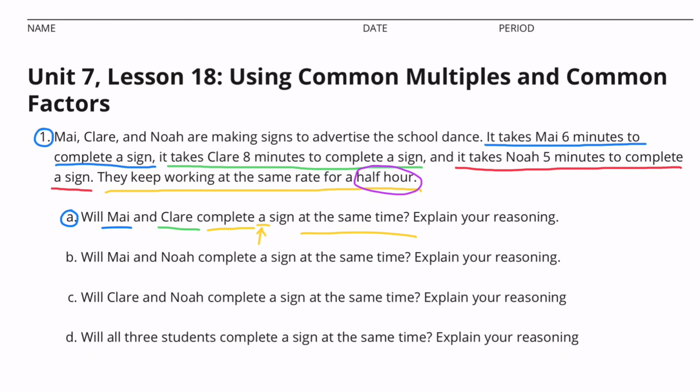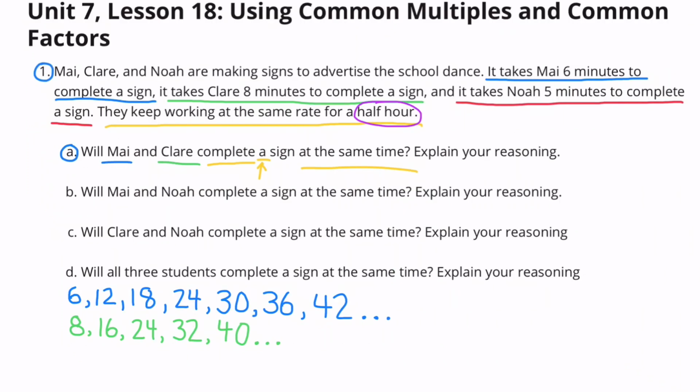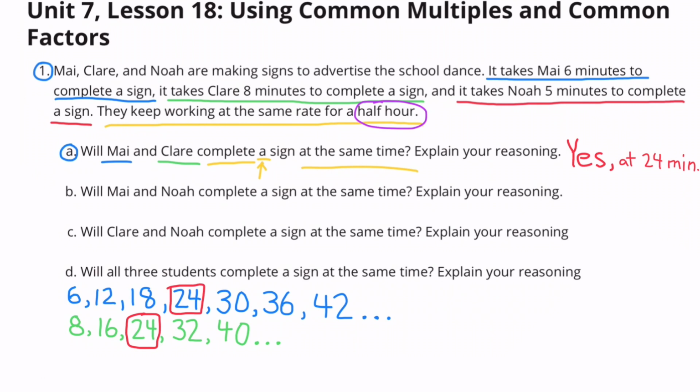Explain your reasoning. Mai completes a sign every 6 minutes, and the multiples of 6 are 6, 12, 18, 24, 30, and anything after 30 is after a half an hour and it won't count anyway. Claire completes a sign every 8 minutes, and the multiples of 8 are 8, 16, 24, 32, and 40. At the 24th minute, both Mai and Claire will complete a sign at the same time, since 24 is a common multiple for 6 and 8.